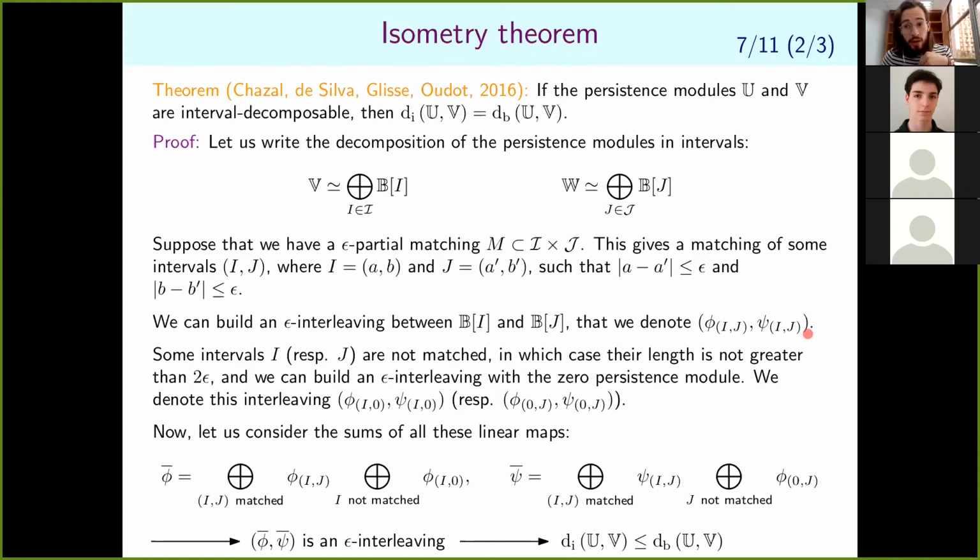Okay. Now we have to study the bars that are matched with their midpoints. But these bars have length smaller than 2 times epsilon. Okay. And on these bars, I will define the 0 epsilon interleaving. Okay. Because if I have a bar of length at most 2 epsilon and say the 0 persistence module, for the epsilon interleaving, I can define an epsilon interleaving where all the maps are 0.